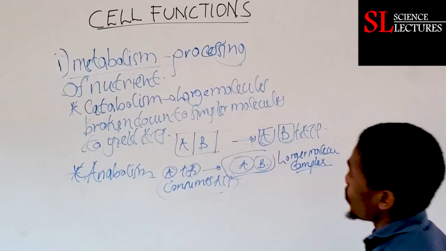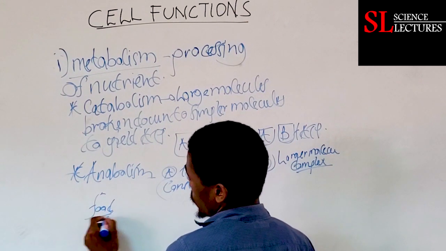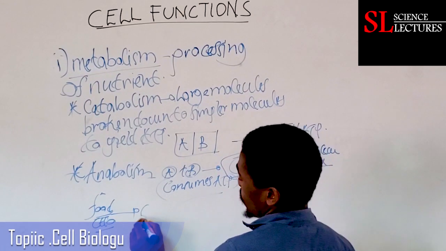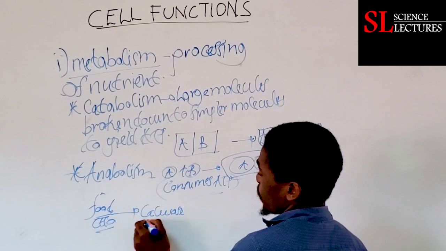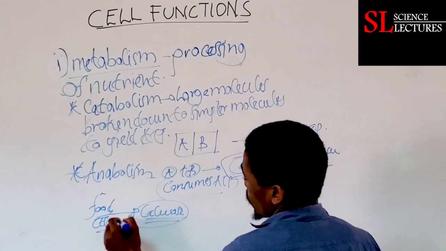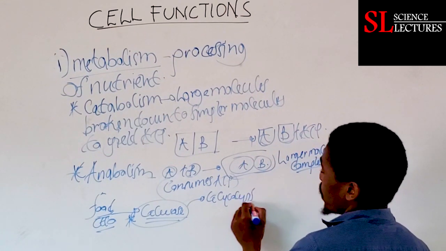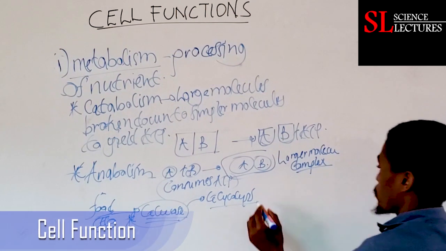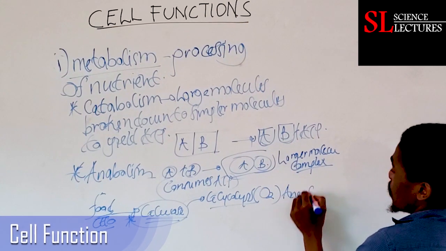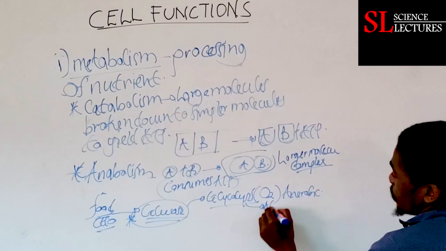How is this important in the body? Let's say someone takes in anything in the body, let's say food, a carbohydrate. This carbohydrate will be broken down into simpler molecules, that is glucose. And this glucose can undergo glycolysis. Glycolysis is a process that does not require oxygen. Glycolysis is anaerobic, and it will yield energy in form of ATP. So glycolysis will yield ATP.